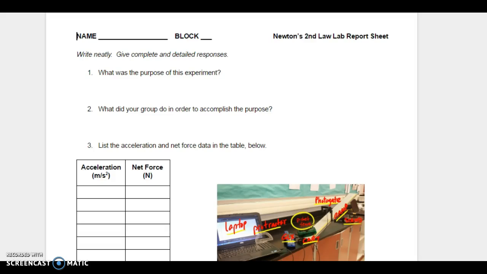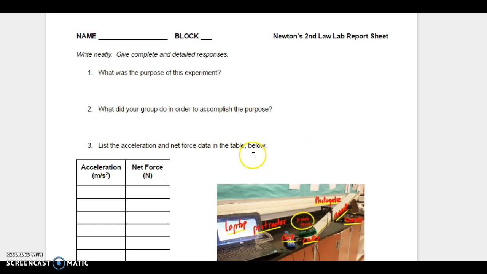If you missed Tuesday's class, you'll need this handout, Newton's Second Law Lab Report Sheet. You're going to write the purpose of the experiment and what you did to accomplish the purpose. We actually went over those on the day of the experiment, and you already wrote those down. If you need help, ask me for help.